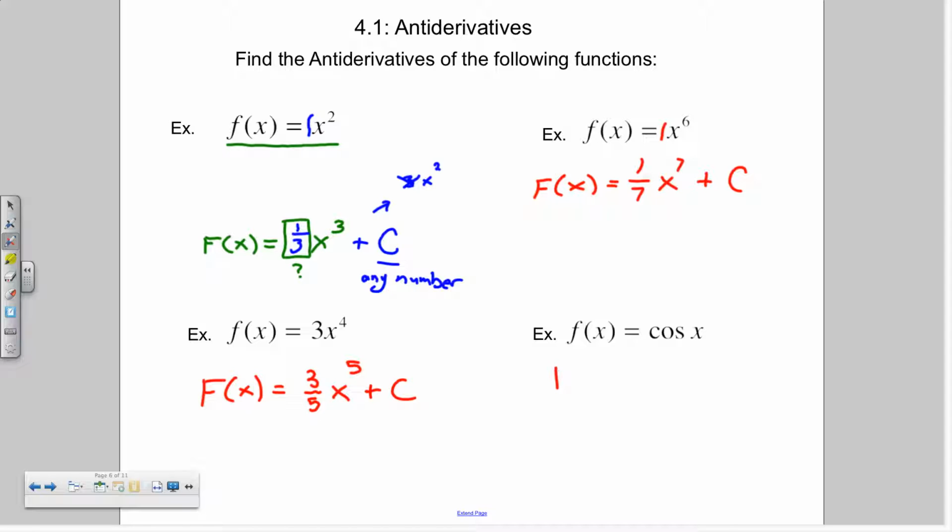For the last one right here, if little f of x equals cosine, then the antiderivative of cosine is just having us go backwards. So what function derived gives you cosine? It should just be sine. Sine of x plus c. Okay.